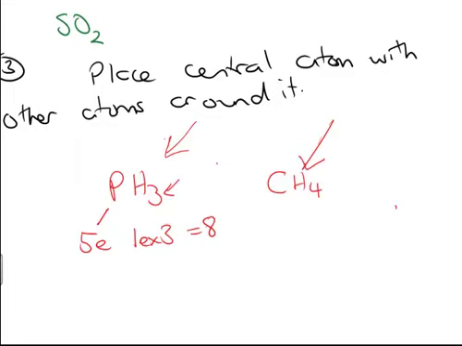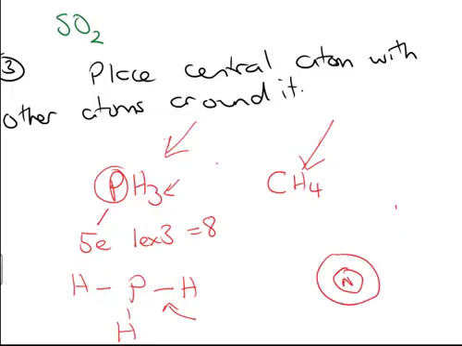Phosphorus is going to be the central atom. So if we draw that out and we immediately just put hydrogens with bonds next to them, as soon as we've done this H bond here, that means two electrons. That means this hydrogen is happy. It does not need eight electrons. It only needs two electrons to get a full outer shell. Remember, when you're looking at atoms and they've got the nucleus, that first orbital can only hold two electrons? That's why it only needs two.